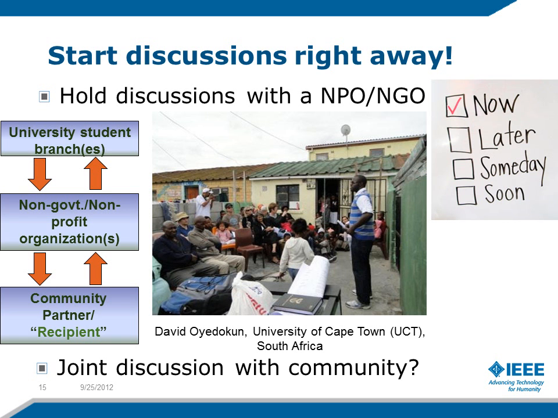In this image, David Oyadakun of the University of Cape Town in South Africa discusses with a community in Imasithandane a project partnership between UCT and the community. In this case, the NPO was a children's orphanage. The NPO requested assistance with a review of their electricity costs and possible cost offsetting through solar power.